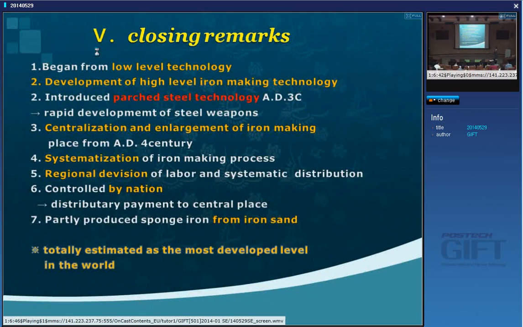But formerly, I explained these contents. Totally, this means that in ancient times, the iron making technology of Koreans was at the most developed level in the world. Don't forget these important things. Let's study together from now. Very, very important, but not interesting. That's the problem.